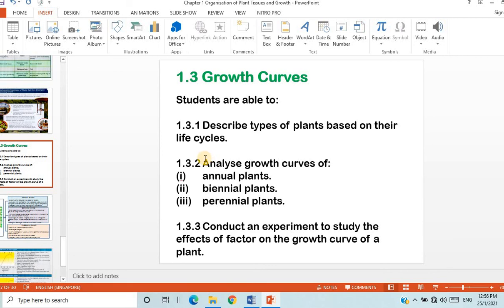I hope you can all study again chapter 1, organization of plant tissues and growth. Then please try to answer the questions in the book, formative practice 1.3, and also please complete the summative practice 1 on page 23 in our textbook until page 25.